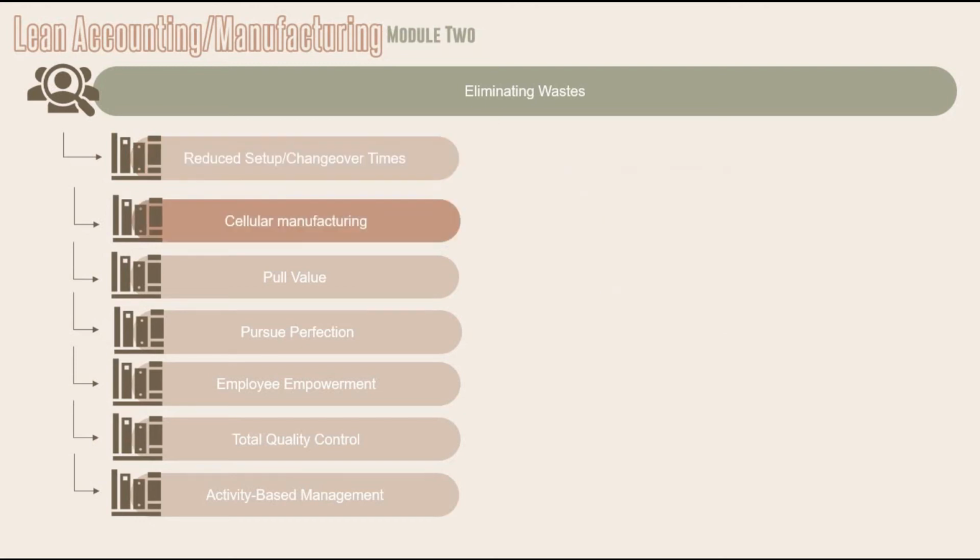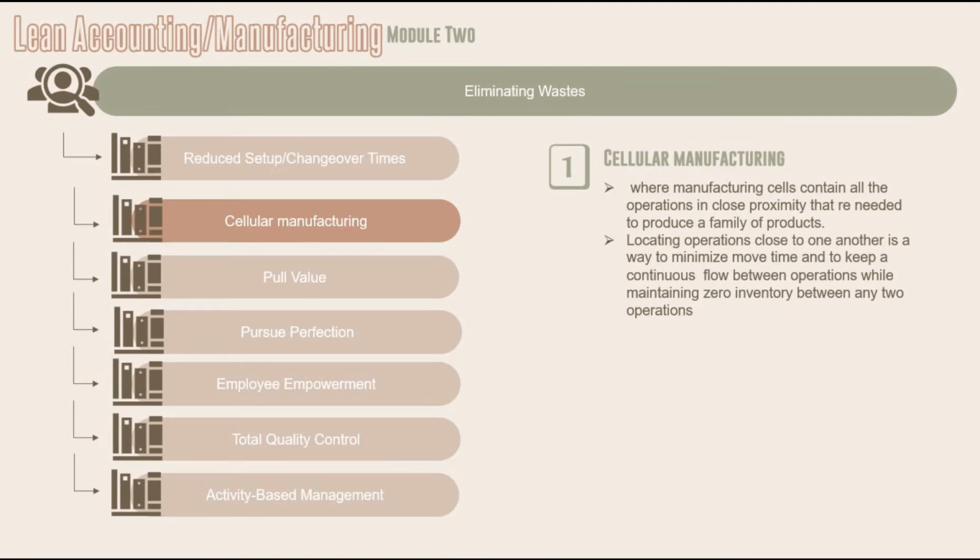The next one is cellular manufacturing. It is where manufacturing cells contain all the operations in close proximity that are needed to produce a family of products, and locating operations close to one another is a way to minimize move time and to keep a continuous flow between operations while maintaining zero inventory between any two operations.